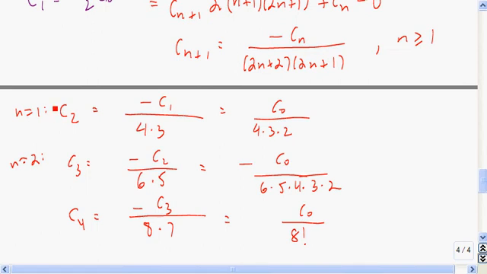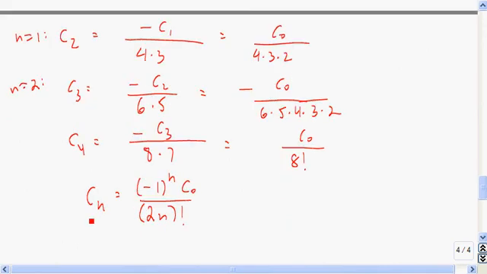All right, so when n is 1, we're going to find that c sub 2 is c0 over 4 times 3 times 2. When n is 2, we get negative c2 over 6 times 5, so negative c0 over 6 factorial. c4, we get c0 over 8 factorial, so here you can see what the pattern is. The factorial, so we have a c0 on the top. It's going to alternate between plus, minus. And what's being the amount of factorial is double the subscript here. So we get c sub n is negative 1 to the power of n, c sub 0 over 2n factorial.